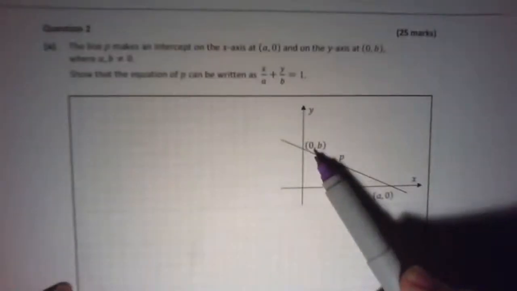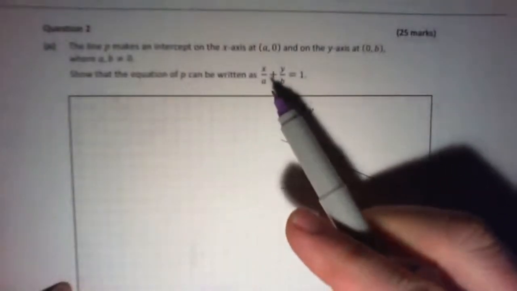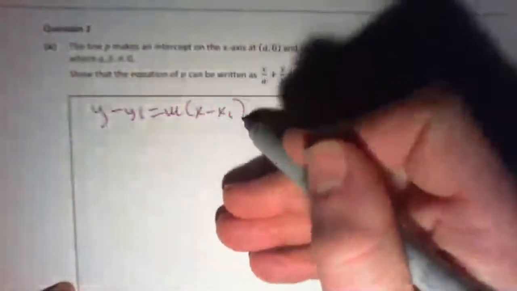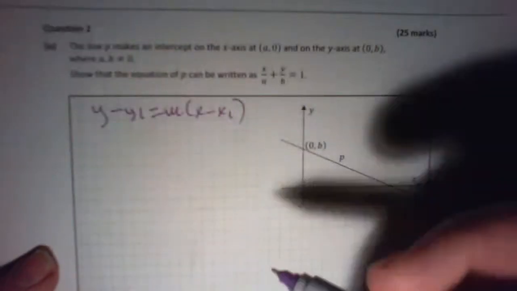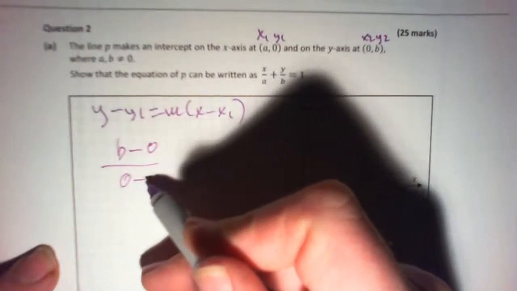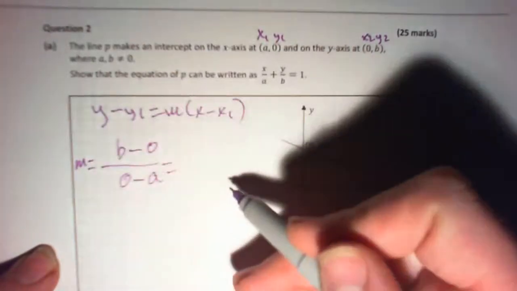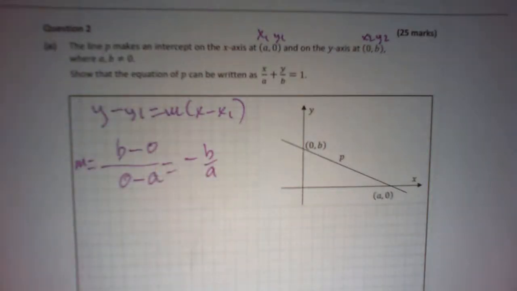The line P intercepts the x-axis at (a, 0) and intercepts the y-axis at (0, b), where a and b are not equal to 0. Show that the equation of P can be written in the given form. So remember, the equation is y minus y1 is equal to m times x minus x1. In order to get this right, we need one of these coordinates for x1, y1, and we need an m value. So let's start by getting the m value. That's x1, y1, x2, y2. So y2 minus y1 over x2 minus x1. That gives me a slope of minus b over a. It's b over minus a, but minus b over a is better.